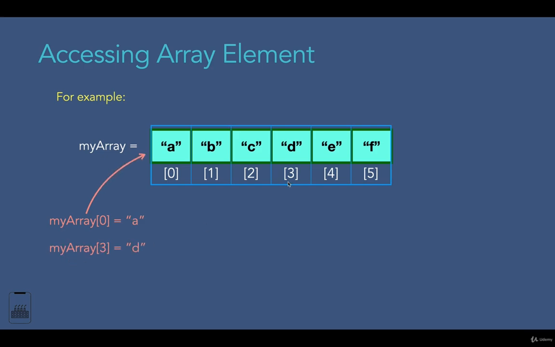Now if you want to access the fourth element in this array, you see that 1, 2, 3, 4, D is the fourth element. In this case, we need to put index 3, because at index 3 the fourth element is located. Now based on this logic, let's see how we can access an element of an array in practice.